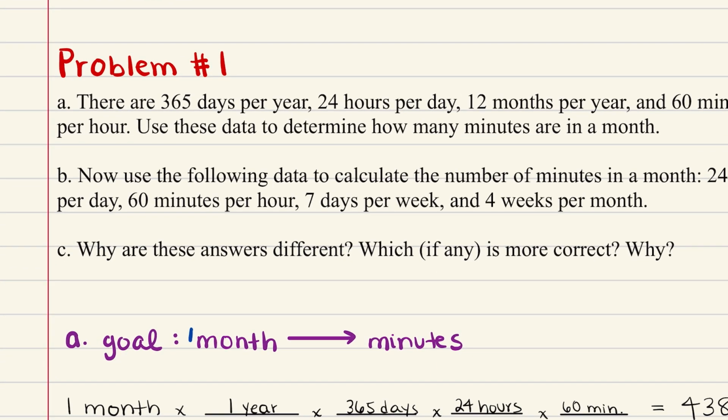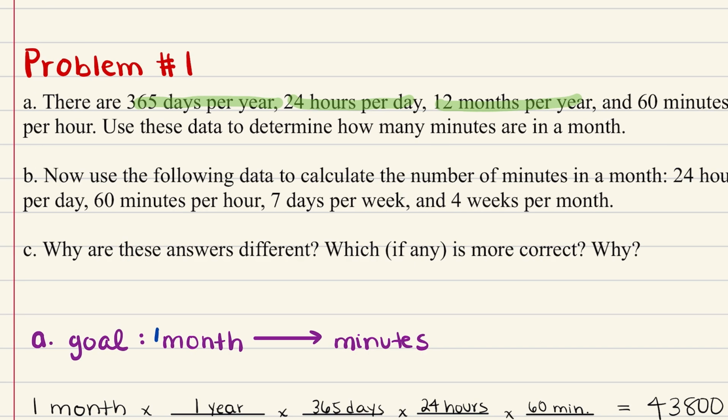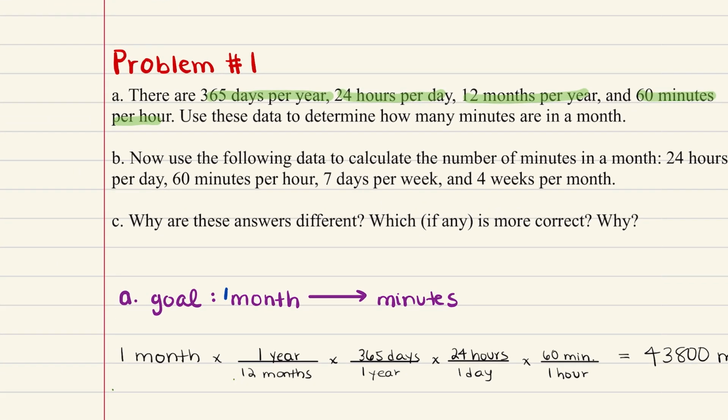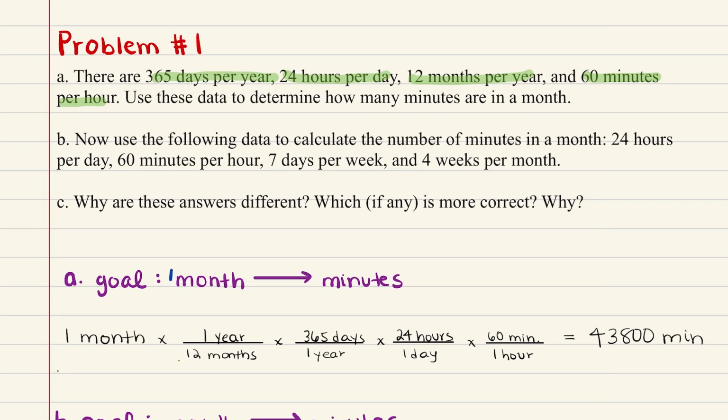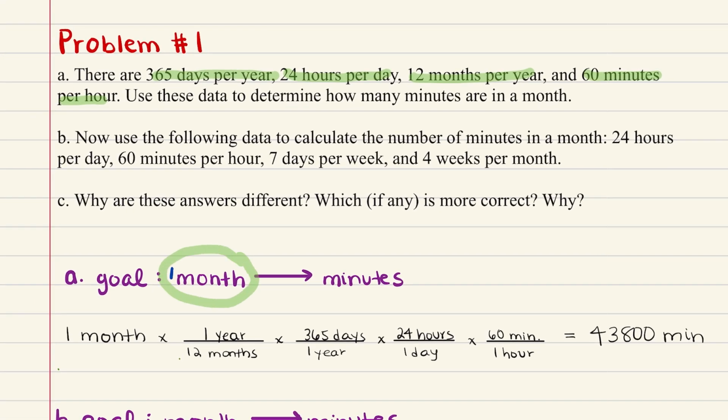This problem says there are 365 days per year, 24 hours per day, 12 months per year, and 60 minutes per hour. Use this data to determine how many minutes are in a month. So in this problem, we're trying to go from 1 month and convert month into minutes. How many minutes are in a month?